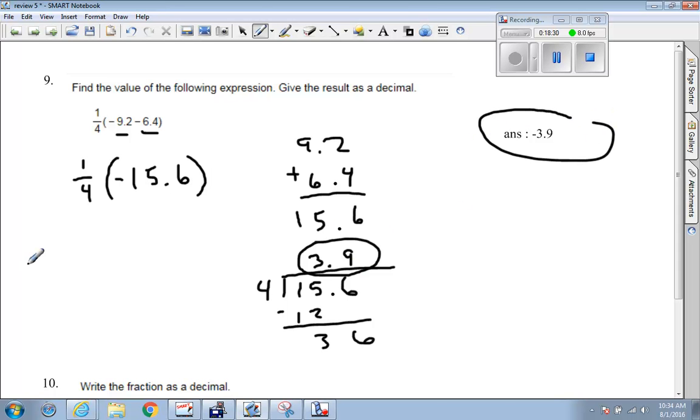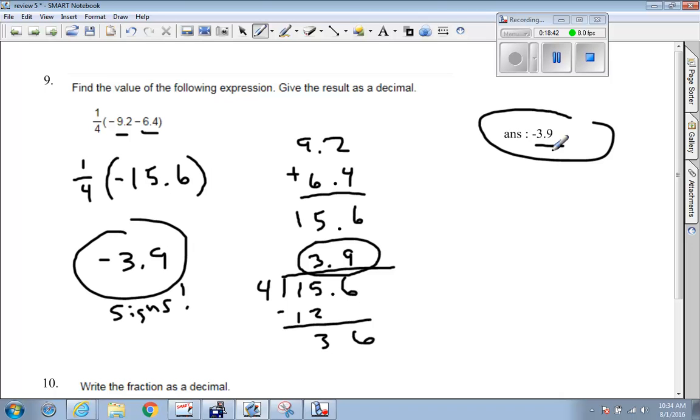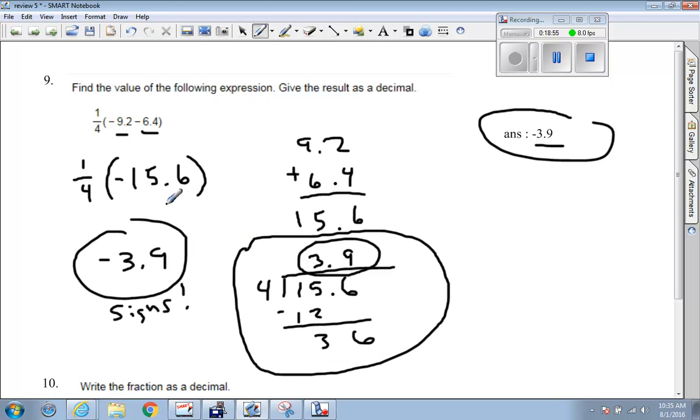So let's just carry that out. But a positive times a negative is a negative, so we know it's going to end up negative. Always keep track of the signs. So negative 3.9. All right, hope that helps. But remember, I think 1/4 times this, I think it's easier to just divide 4 into that to get the answer here. An alternative would be to take 0.25 times that. Okay?